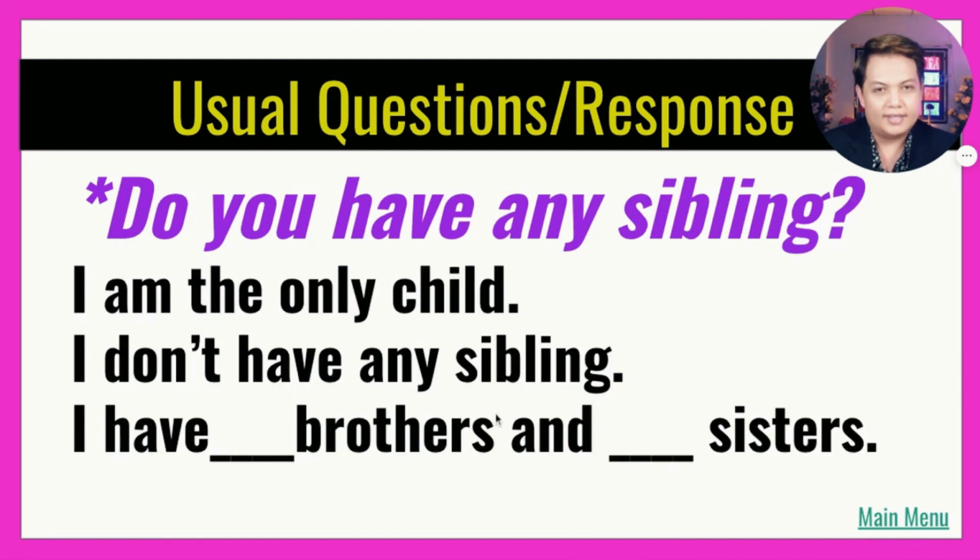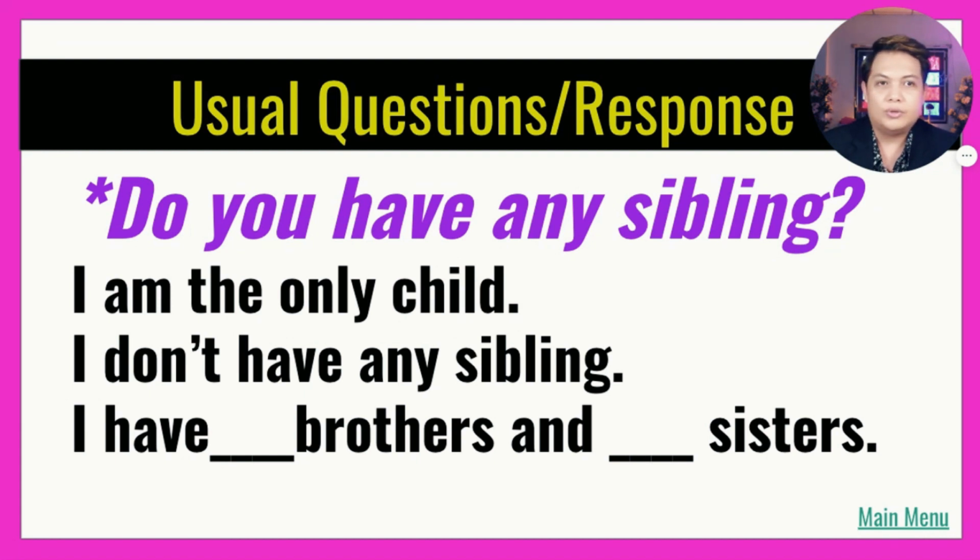But if you are currently living alone, you could say this: currently I live alone. So next, with the question, do you have any sibling? Say it with me. Do you have any sibling? You could answer if you don't have any: I am the only child. Say it with me. I am the only child.